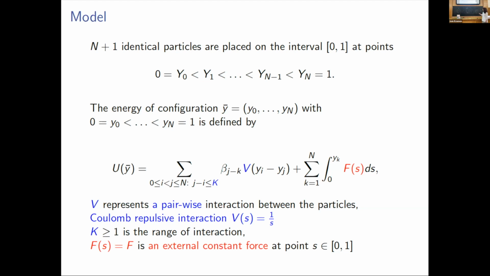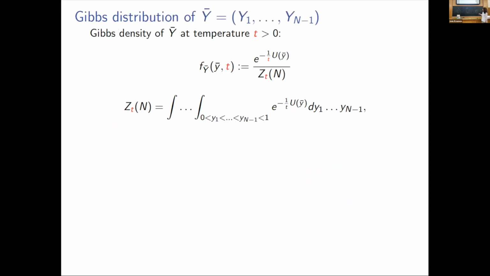I should put the range then. K will actually be finite here. Typically, K is the entire n, but here I will consider only finite n, and we call it the range of interaction. And this external force is a constant. It doesn't depend on s. So let me rewrite it in a different form.